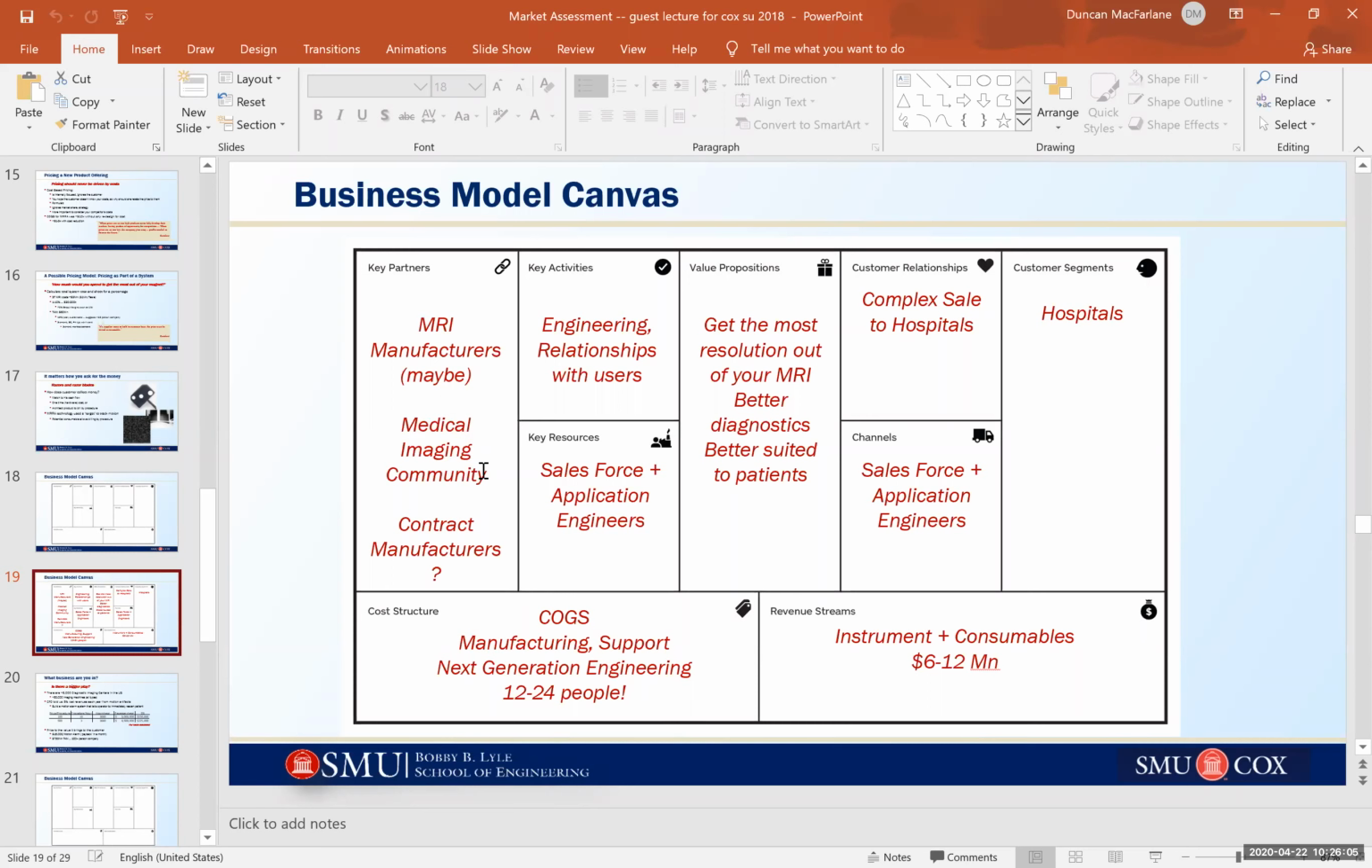And so now we have our cost structure, which is how much it costs us to do this: manufacturing support, next generation engineering, looking at 12 to 24 million. We have instrument plus consumables, looking at revenues of about 6 to 12 million. And so things balance pretty nicely. You've got about $500,000 of revenue for every person in your company. And that's an extremely profitable and also fairly typical high-tech company. And so that all squares away from a benchmarking perspective.